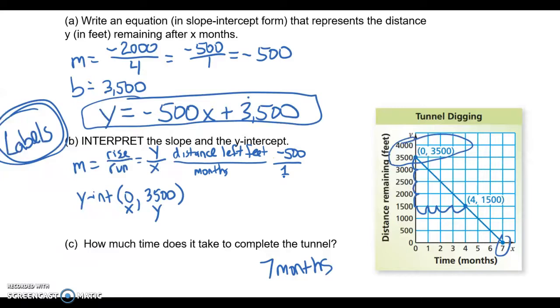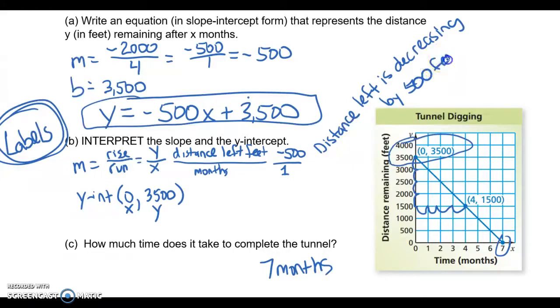And basically, guys, that's our blurb or our sentence. So distance, I'm sorry, there's not enough room here. Distance left is decreasing because it's going down, it's negative, by 500 feet each. You could say 1 month or just each month. Okay, so that is our labels, our interpreting, our words. So the distance left for the tunnel is decreasing by 500 feet each month.